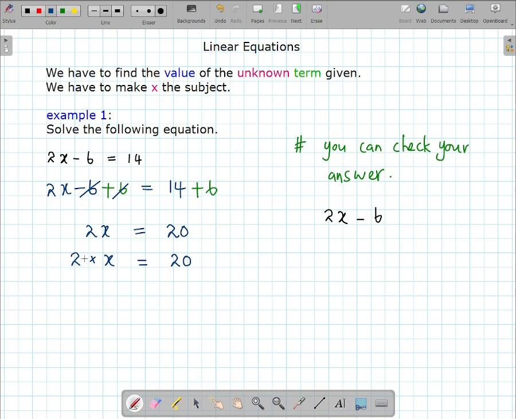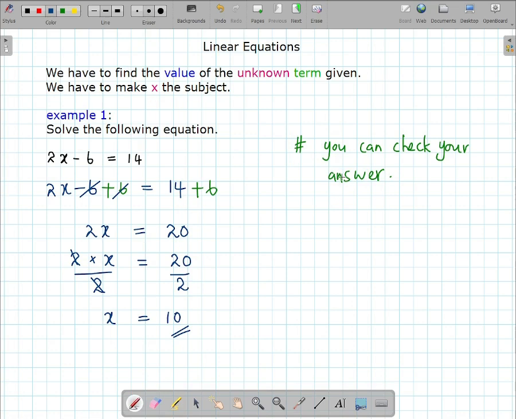So how do you remove this 2? We have to divide both sides by 2. 2 and 2 get cancelled. There x remains. X equals 20 divided by 2, that is 10. So x equals 10. You can check whether your answer is correct or not.